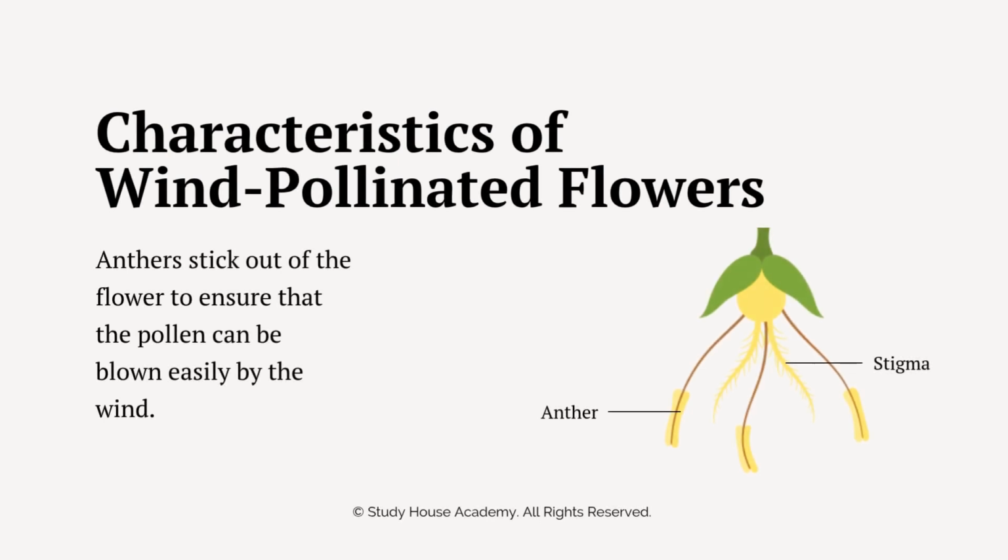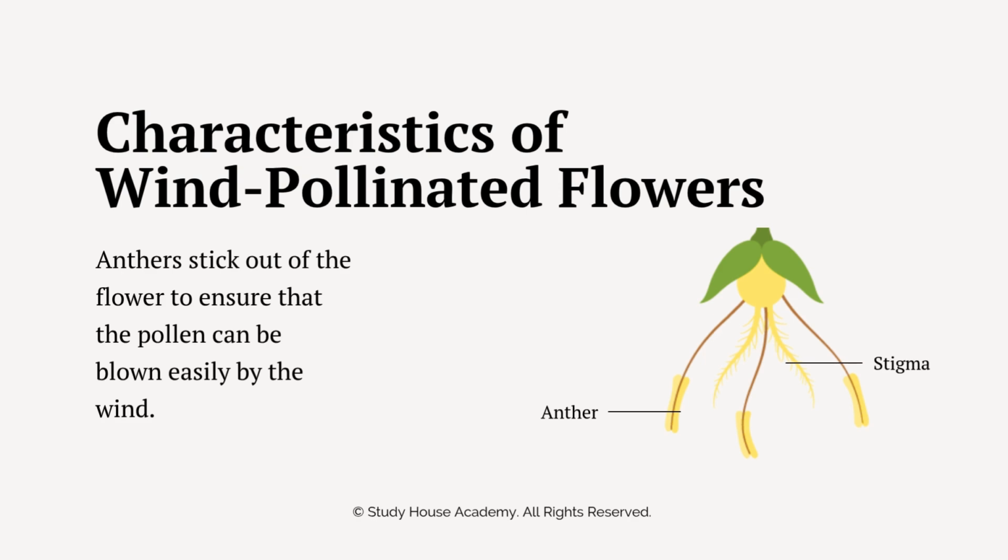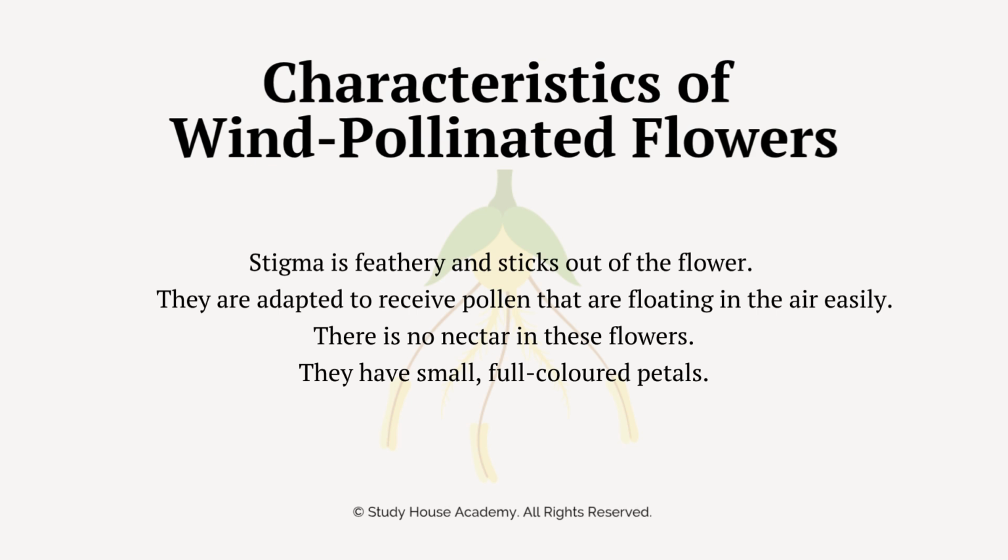Next, the characteristics of wind-pollinated flowers. Anthers stick out of the flower to ensure that the pollen can be blown easily by the wind. Stigma is feathery and sticks out of the flower. They are adapted to receive pollen that is floating in the air easily.